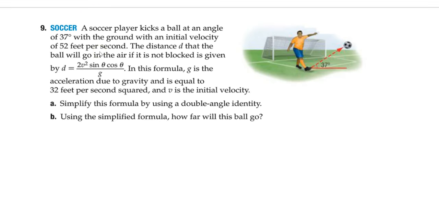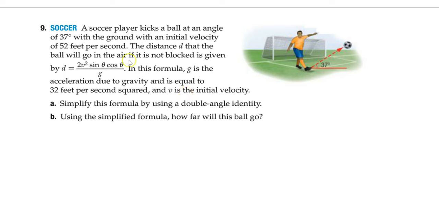And then last one here. Let's do another quick application problem. A soccer player kicks a ball at an angle of 37 degrees with the ground with an initial velocity of 52 feet per second. The distance d the ball will go in the air if it's not blocked is given by this formula. In this formula, g is the acceleration due to gravity, and it's equal to 32 feet per second squared, and v is initial velocity. Simplify the formula using double-angle identity.